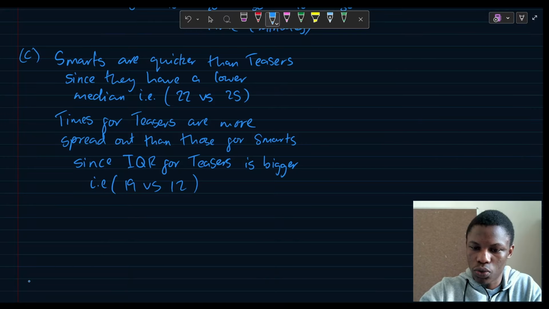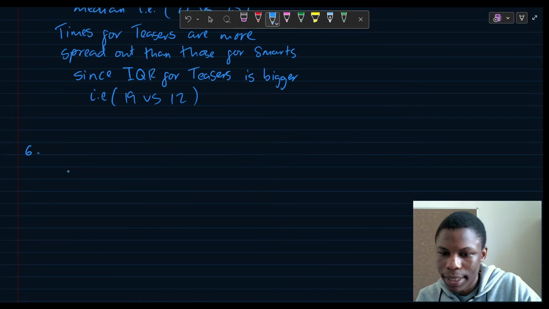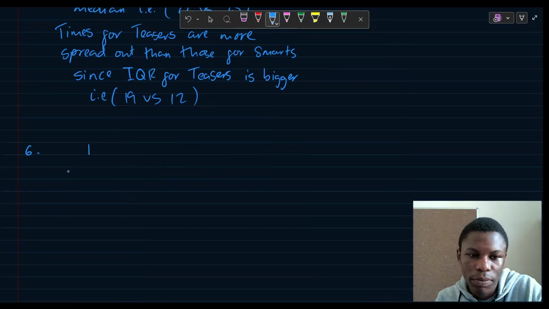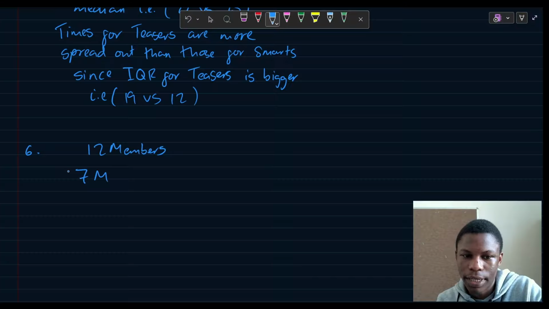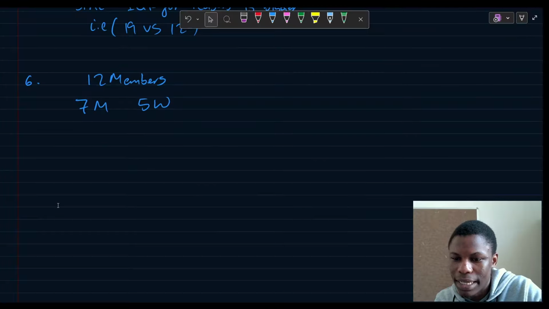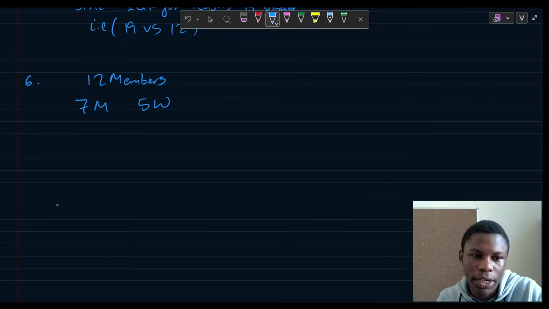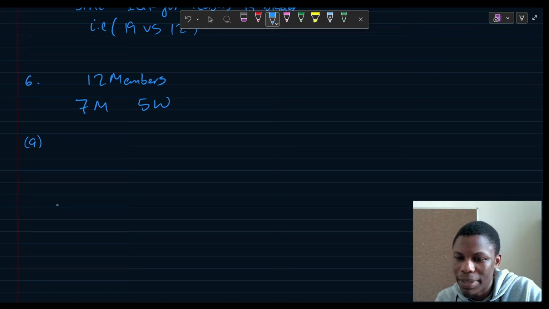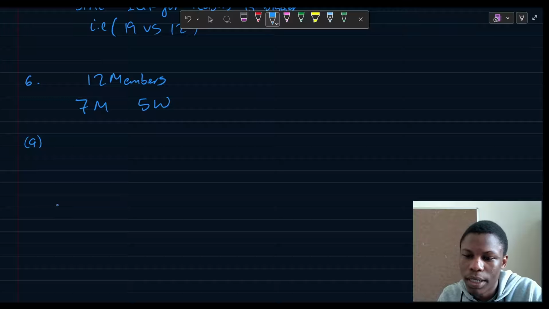Let's go on to question number 6. So we are told that a dance club has 12 members made up of 7 men and 5 women. Every Monday, a team of 4 is chosen at random to represent the club in a competition. Part A. Find the probability that on a particular Monday, the team consists of 1 man and 3 women.